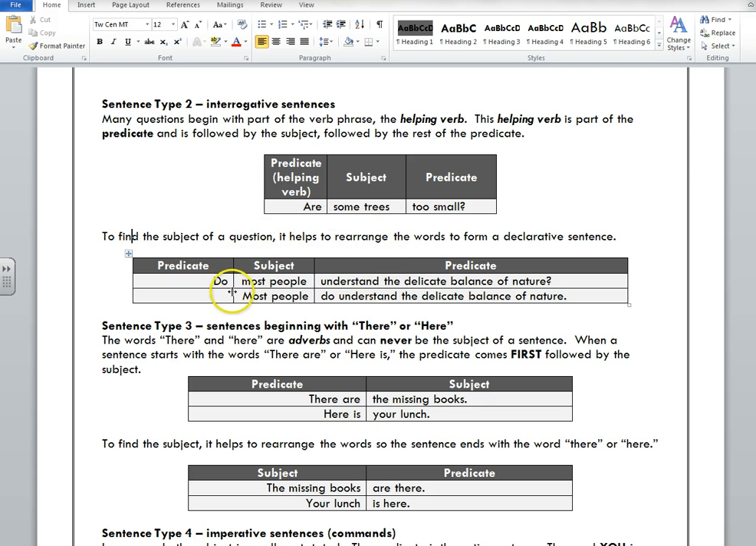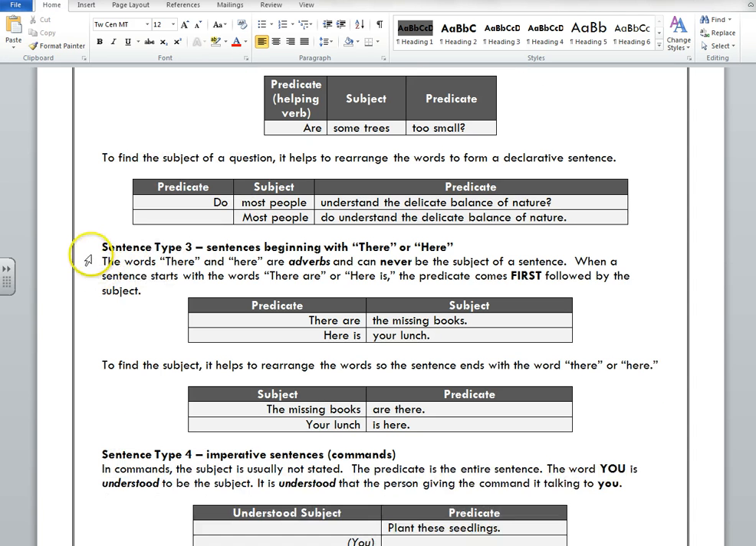It sometimes helps if you rearrange it as a statement. Most people do understand the delicate balance of nature. We would clearly draw our line here with do understand on the predicate side and most people on the subject side. So do still is part of the predicate. We're just moving it first. P, S, P.